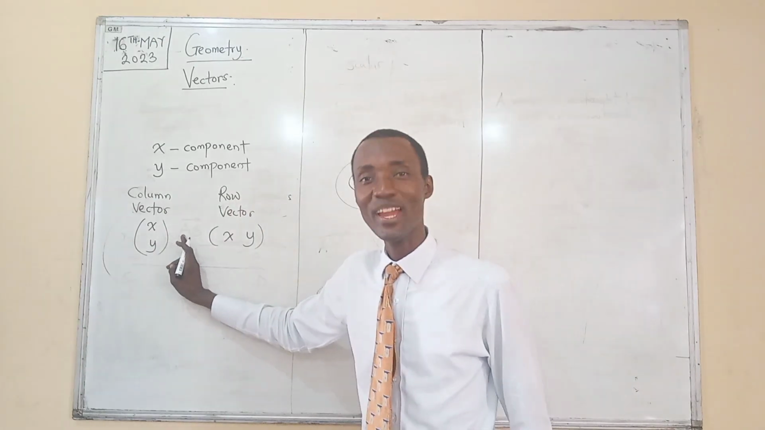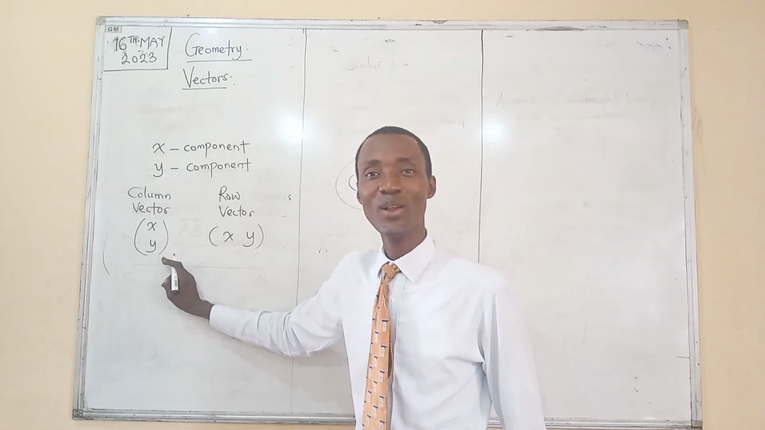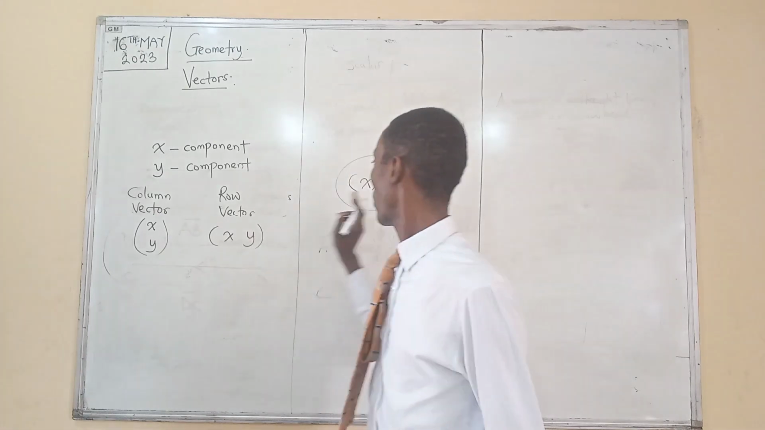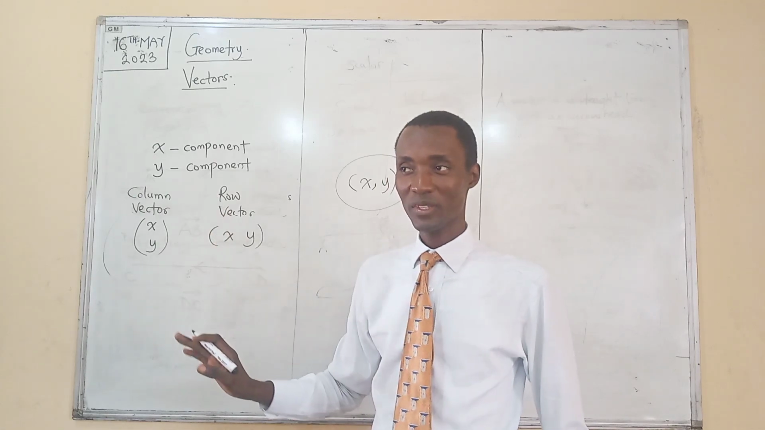And when you write vectors, you do not put a comma. So anytime you see a comma, what does that tell you? That is a coordinate. But when you don't see a comma, it is a vector. Is that okay?